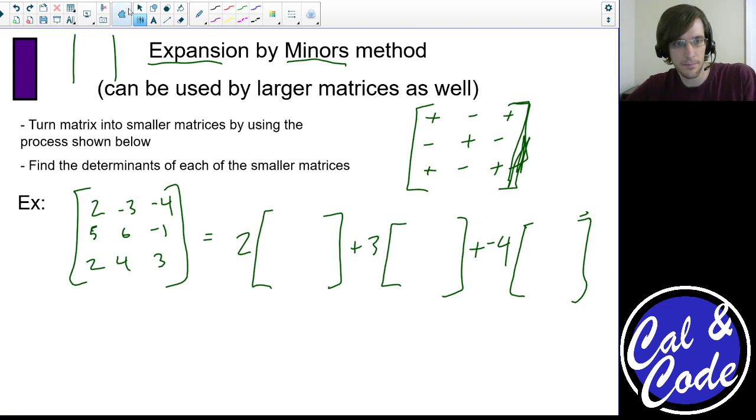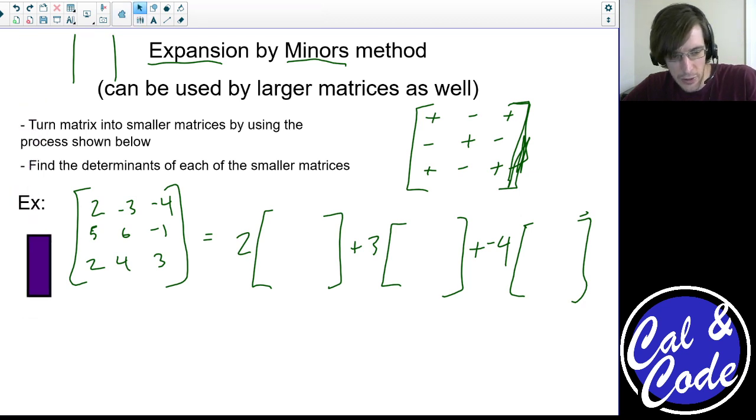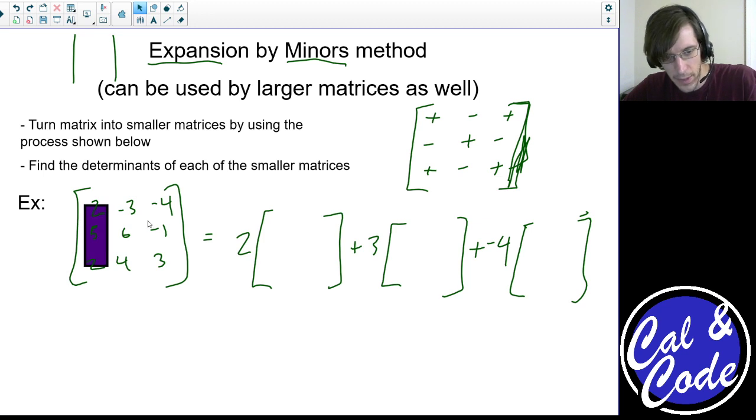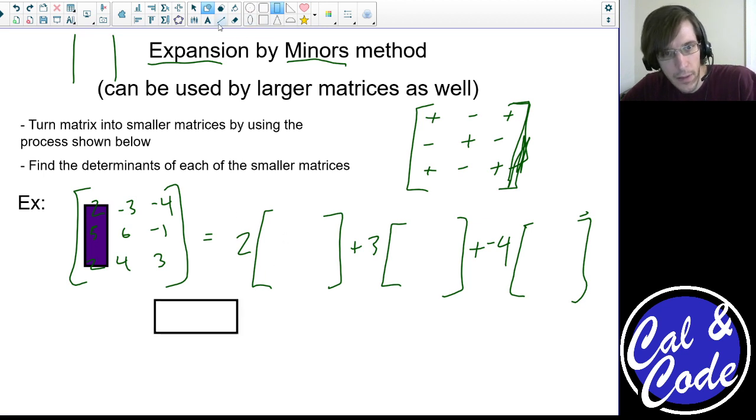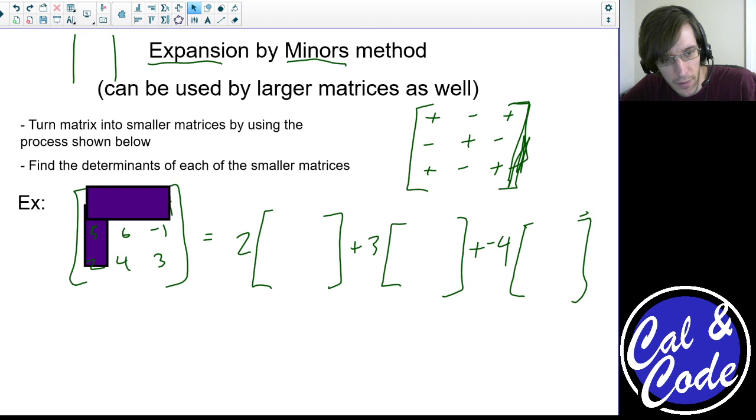How do I find out the rest of it? Well, if I'm doing the 2 matrix, I cover up the 2, okay, and the rest of that column, the column is gone, and whatever is left in there is the matrix that I fill into my spot. I'll make a little rectangle to go the other direction so you can see it better, and fill it in purple like the other one. So in this case, that is 6, -1, 4, 3.